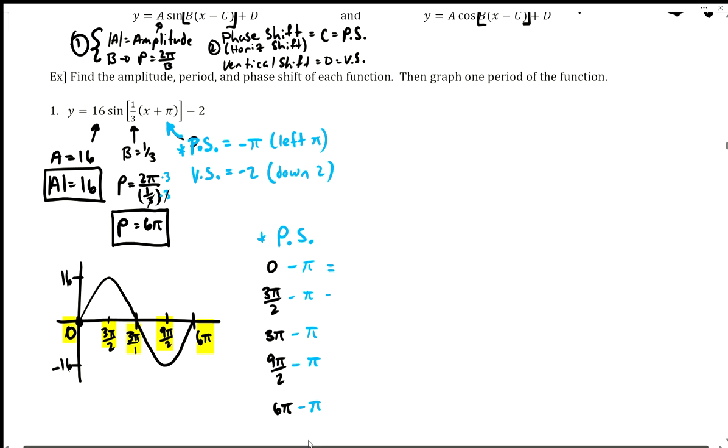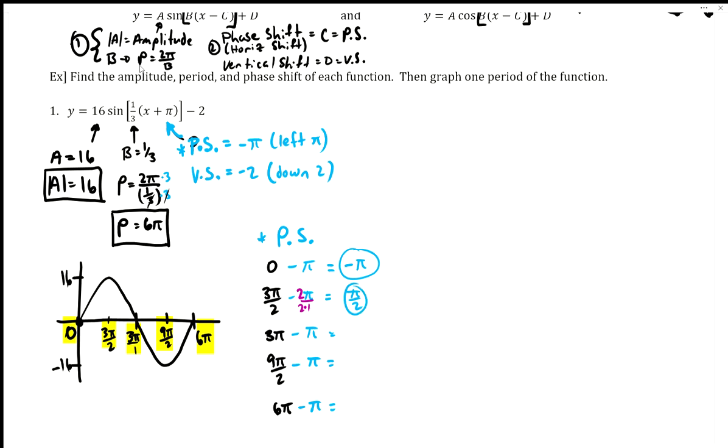Sometimes the arithmetic is pretty nice. Sometimes we need to get a common denominator. But whatever it takes. So 0 minus pi, that one's nice. That's negative pi. I'm going to circle that. And then this next one does need a common denominator. We know there's a 1 currently down there, so we can multiply both of these by 2, and then we've got it. So 3 pi over 2 minus 2 pi over 2 would be just pi over 2. So there's our next important x value. 3 pi minus pi, that's nice, 2 pi.